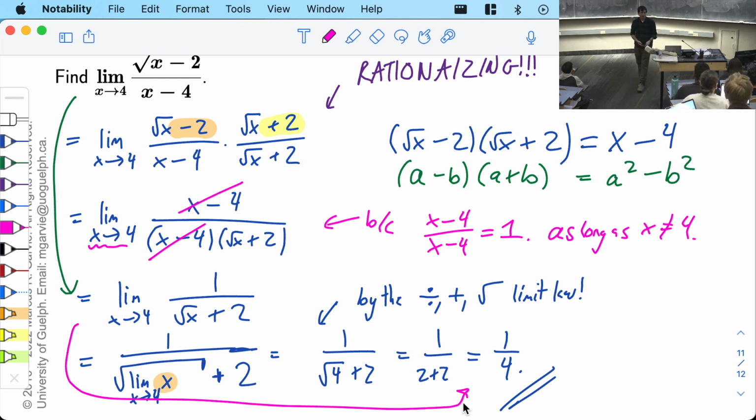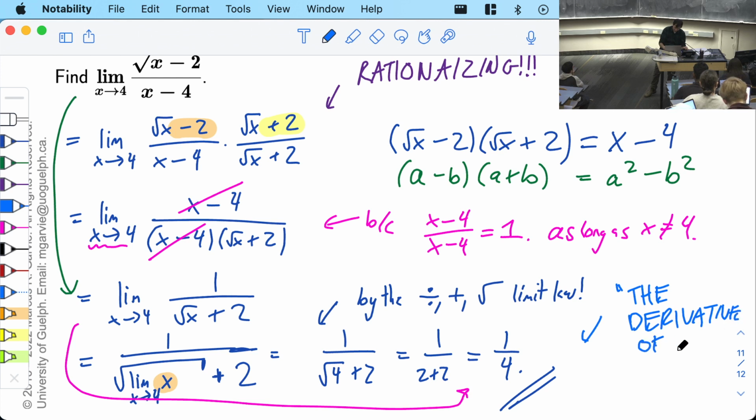In fact, if you already know what's going on, what we've actually done is the derivative of the square root function. This is the derivative of square root of x at x equals 2. And we'll see that when we do chapter 11. If you've seen derivatives before, this should maybe connect with something. If not, you'll see it next week.